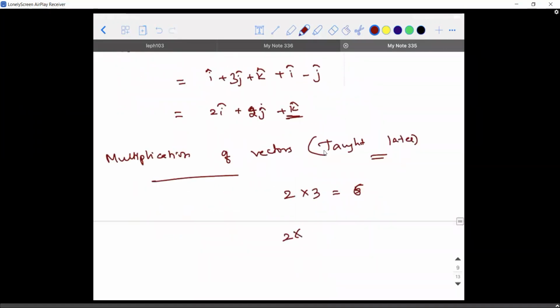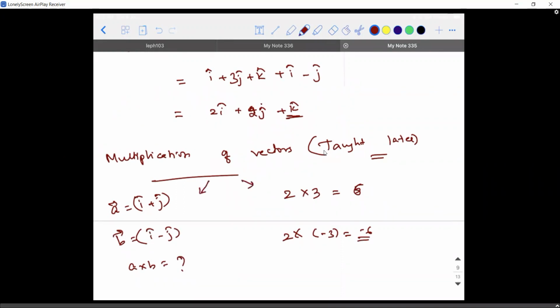Similarly, 2 into minus 3, you're going to write it as minus 6. If I give you numbers like this, you can do it. But if I give you two vectors like this, A vector is equal to i cap plus j cap, and B vector is equal to i cap minus j cap, A into B is always a question mark, because multiplication of vectors is basically divided into two types. One is called the dot product, and the second is called the cross product, which will be dealt with at the end of this chapter. That is the reason why I told you I'll teach it later.